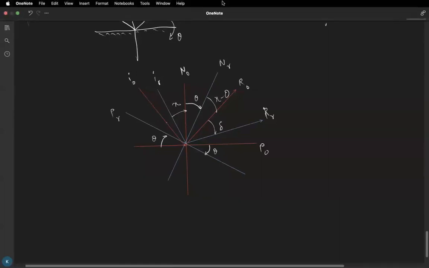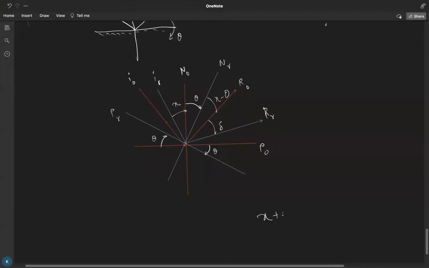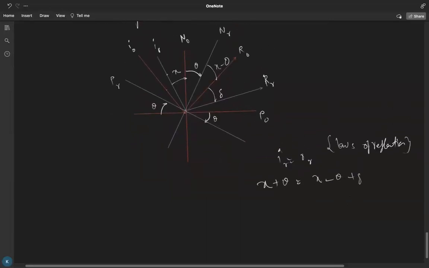And we all know that x plus theta is equal to x minus theta plus del. What I'm doing here is applying i equals r, r equals r prime, the laws of reflection. This is our normal, and this is our incident angle, x plus theta. So our reflected angle should also be x plus theta. So x plus theta equals x minus theta plus del. What I get is del equals 2 theta. If you solve this equation, you will get the angle of deviation equal to 2 theta.